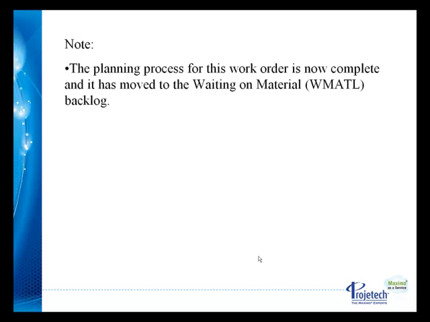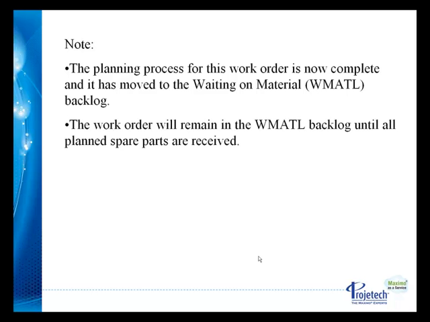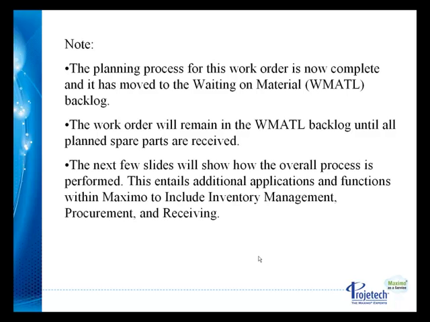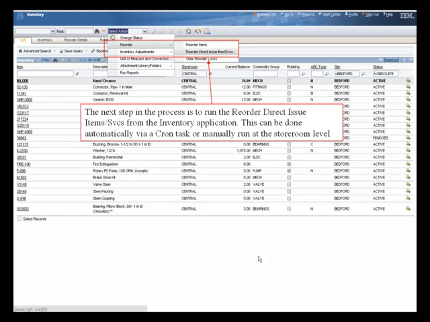Note, the planning process for this work order is now complete and it has moved to the Waiting on Materials backlog. The work order will remain in the Waiting Materials backlog until all planned spare parts are received. The next few slides will show how the overall process is performed. This entails additional applications and functions within Maximo to include inventory management, procurement, and receiving. The next step in the process is to run the Reorder Direct Issue items and services from the inventory application. This can be done automatically via a cron task or manually run at the storeroom level.